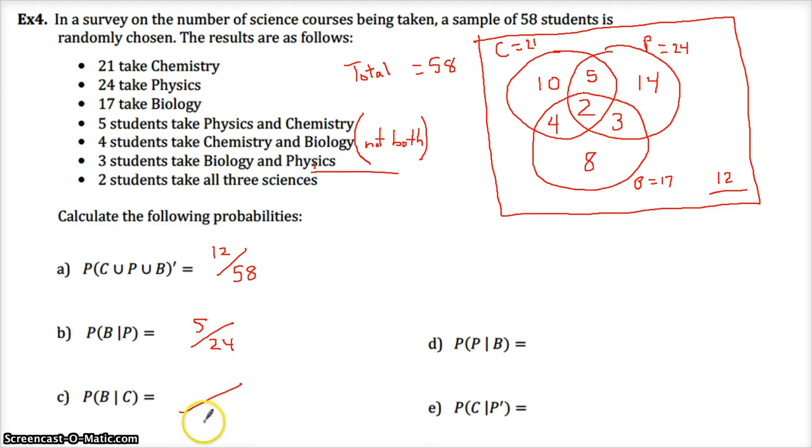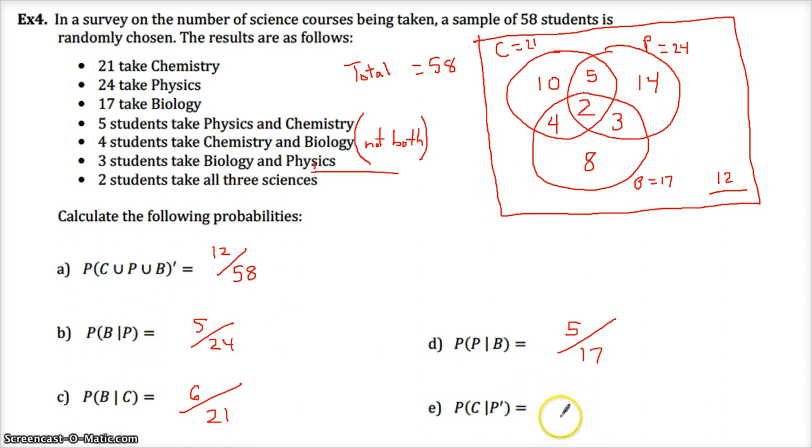Out of the C's, well, the C's are the 21. How many of those are also B? It looks like 6. Of the B's, that's 17 of them. How many of those are also P? It looks like 5. Notice this one and this one, they just reverse the conditionality, but the numerators will be the same. What changes there is the denominator. The numerator of the given that is the intersection of the 2 things, and the denominator is based on, of course, just the second thing.